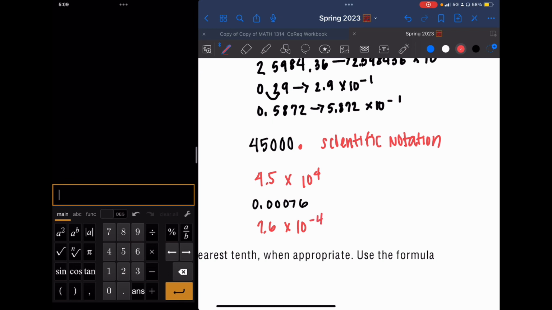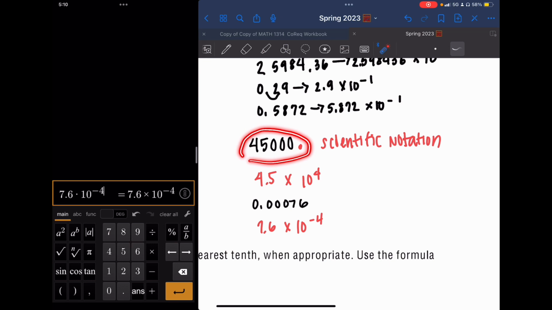Now let's see what that gives us in our calculator. 7.6 times 10 to the negative 4. There you go. So again, when you go from a large number to a small number, our exponents are positive. When we go from a small number to a larger number, our exponents are negative.